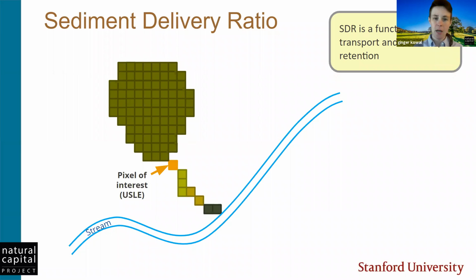So as an illustration of how the delivery ratio is calculated, we'll look at this orange pixel. After we've calculated USLE on that pixel, we look at two topographical spatial factors related to that pixel. First is the upslope area. So this is the area on the landscape that drains into that pixel. And you can think of this as contributing energy to carry erosion from that pixel into the stream. So if that area is large, if it has high slope, or if it doesn't have much vegetation to slow the energy of water, then it will carry a lot of the soil eroded from that pixel to the stream.